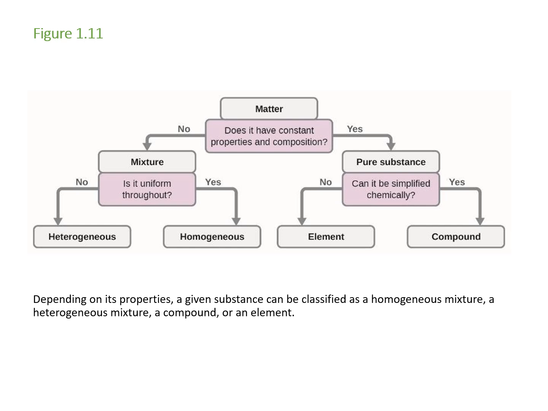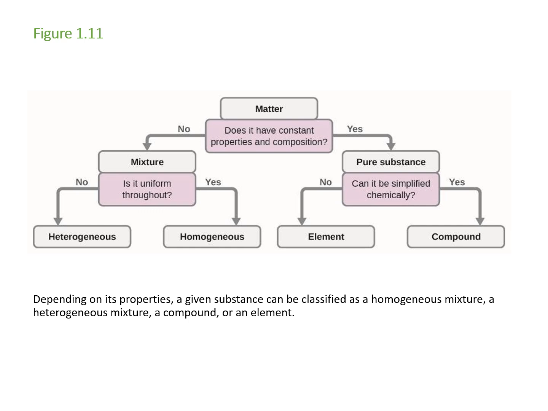So we know that matter is anything that has mass and takes up space. So we all matter. But depending on the properties of any given substance, we can further classify what it actually is. So when we look at matter, we have to ask the question, does it have a constant property or composition? If it does not have a constant property or composition, then we know that it is a mixture.